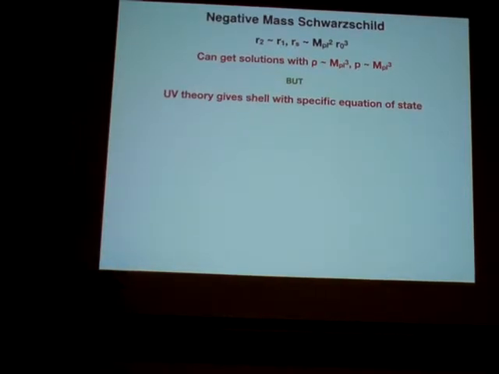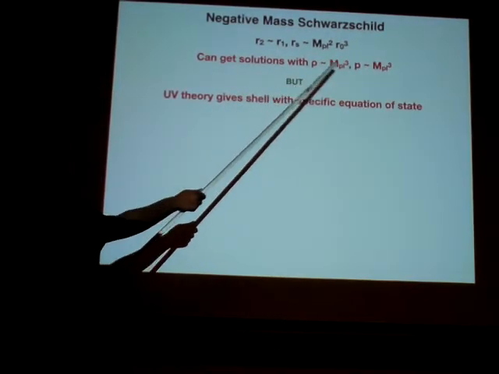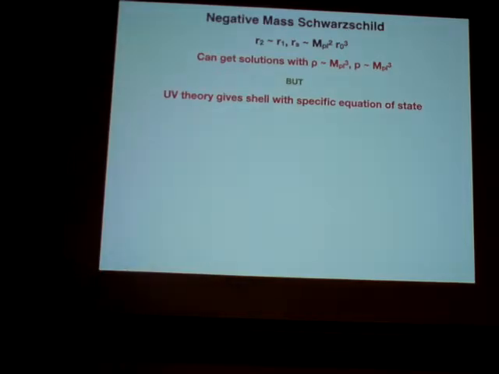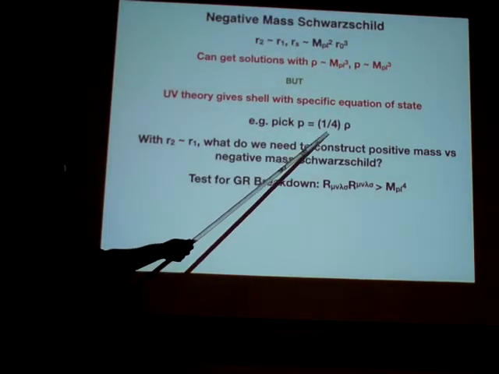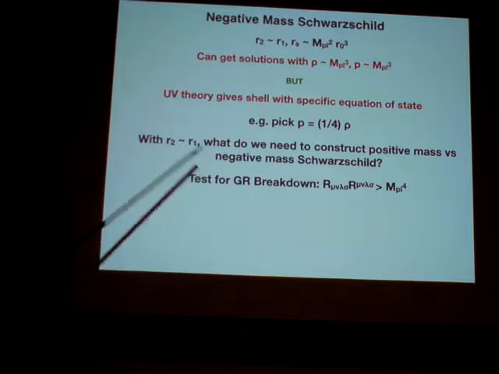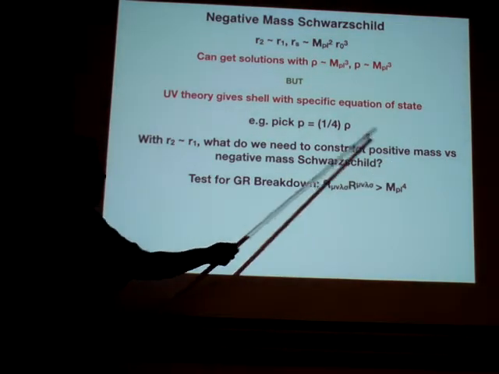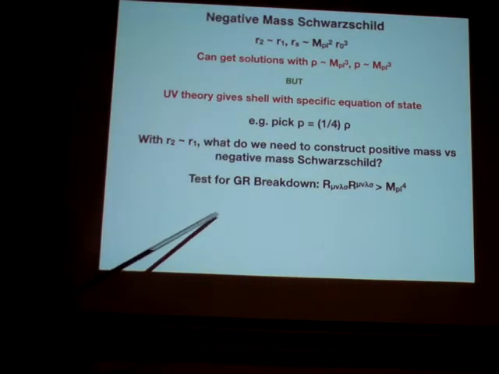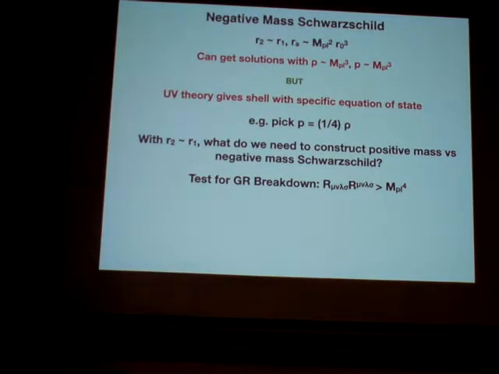But here's the main point. Whatever the UV theory is, I don't know what UV theory we have in the world, but it doesn't just tell you some random density and pressure; there's probably some specific equation of state. Right? So we can, for example, choose pressure to be 1/4 rho, okay, just as an equation of state for the shell in the UV. And then you can ask, with R2 and R1 being comparable to each other, what do we need in terms of the other parameters in order to construct the positive mass solutions that we want and the negative mass Schwarzschild solutions we don't want? And then we can test for the breakdown of GR, which is a statement of when the Riemann invariant blows up.